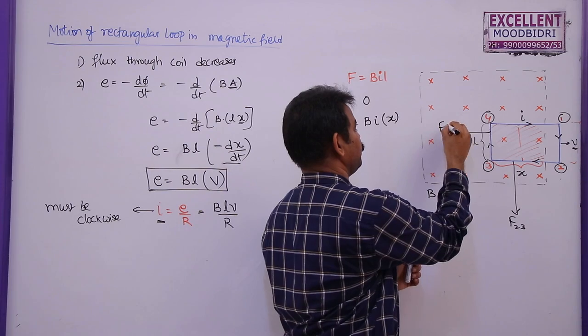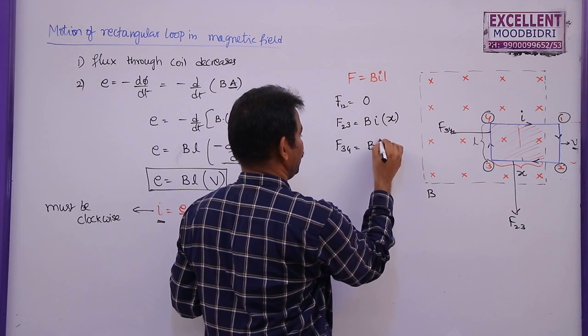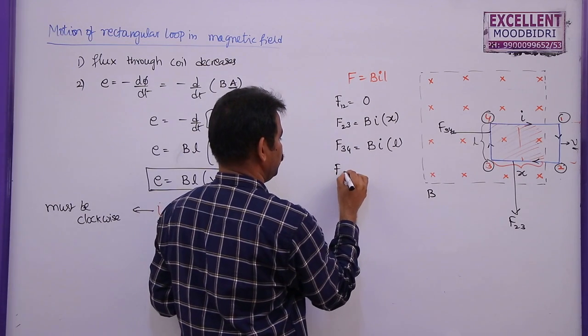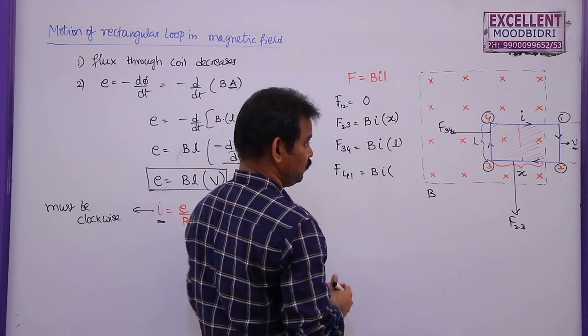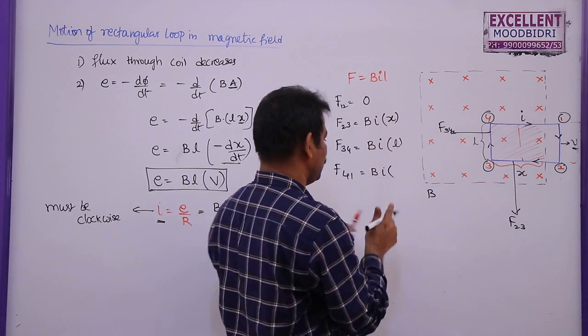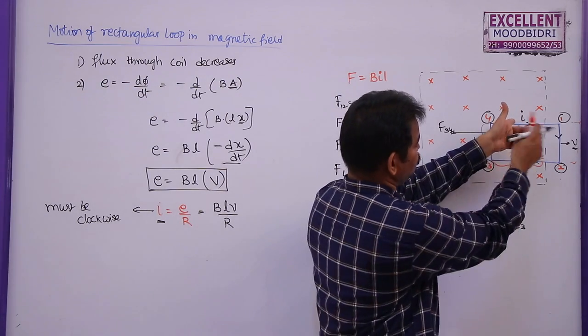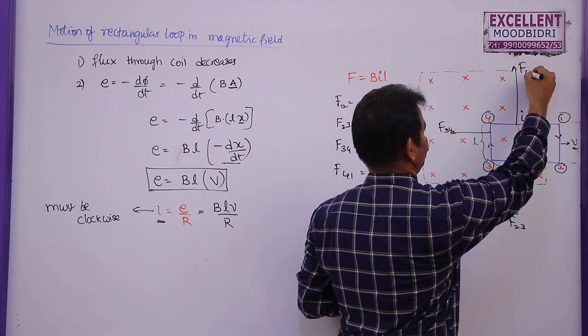So this is the direction of force F34. F34 is given by B, current I, length of the conductor here is given as L. Now F41 is given by B, I, length of the conductor within the field is x once again. But what is this direction? So field is inside, current is flowing, this force will be upwards. So this is the upward force, F41.